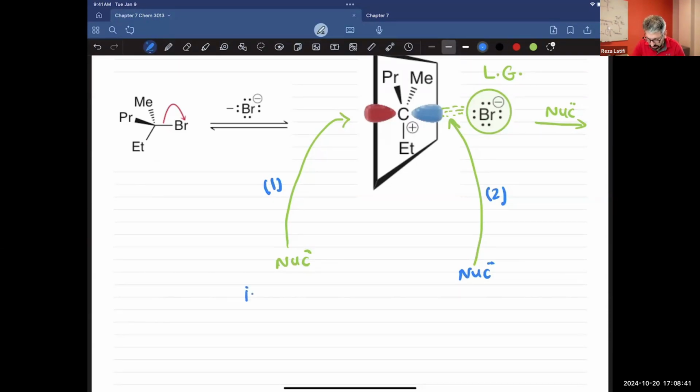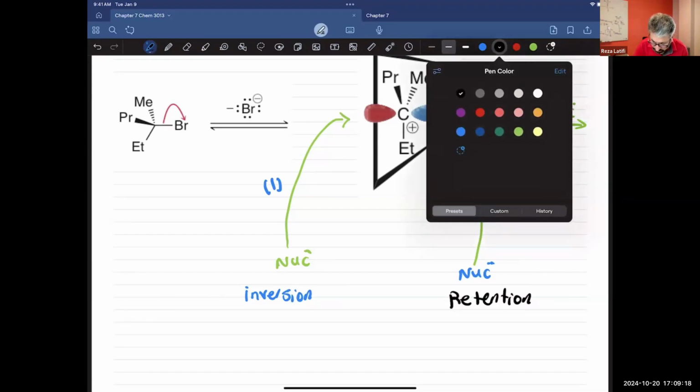If we reach it from the right side, or number 2, we will have retention in configuration. Now, number 2 is less accessible. Why? Because the bromide is still going to be there. So the nucleophile is going to have a harder time reaching the positive charge from the right side, number 2. That means number 1 will be more favored.